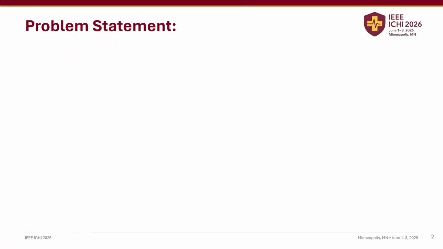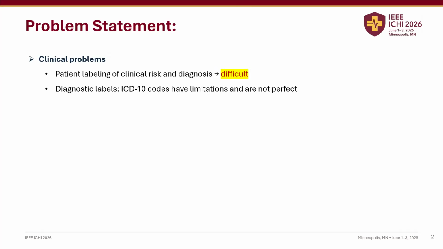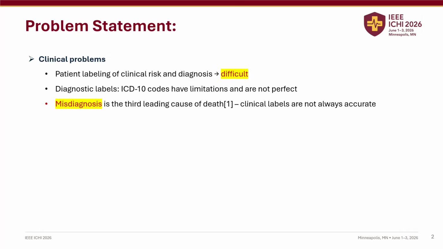Our work addresses a combination of clinical and technical challenges. On the clinical side, patient labeling of risk and diagnosis is inherently difficult. We heavily rely on diagnostic labels like ICD-10 codes, but these codes have their own limitations and are not always perfect. In fact, literature shows that medical misdiagnosis is the leading cause of death in America, meaning our clinical ground truth labels are often inaccurate or completely absent.